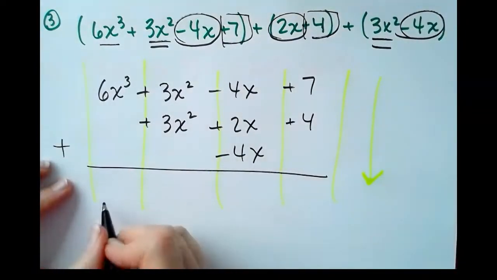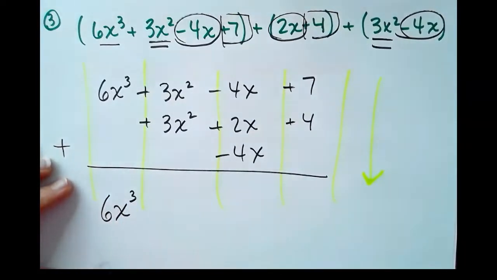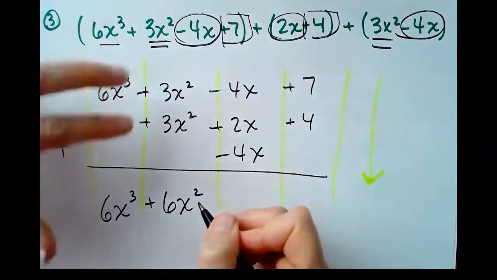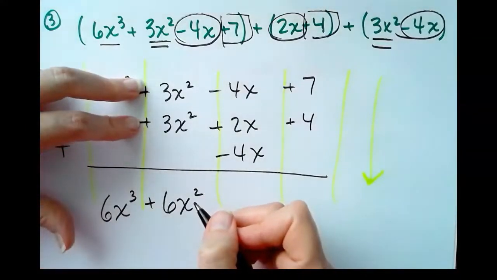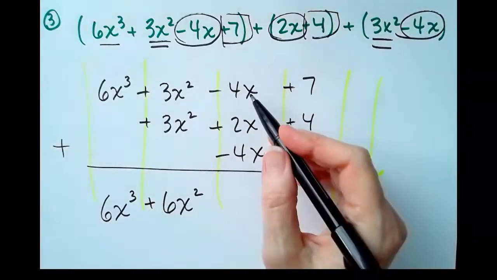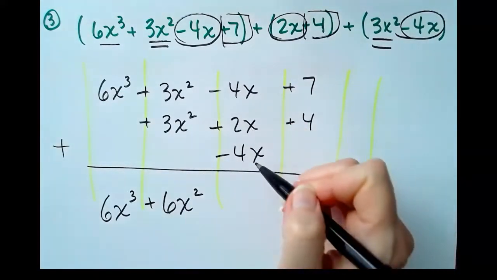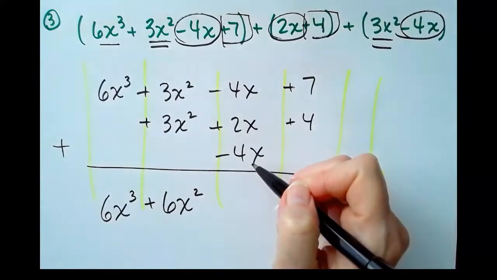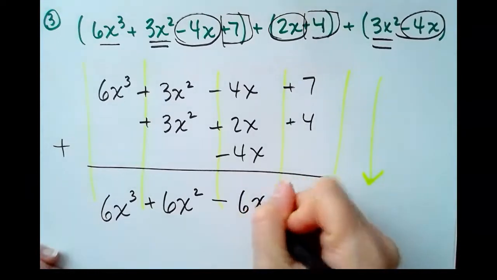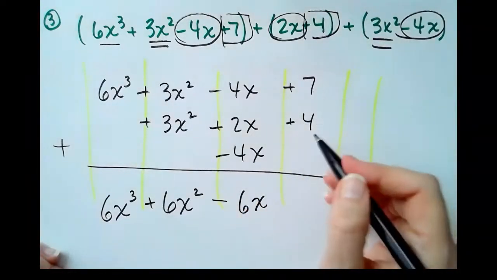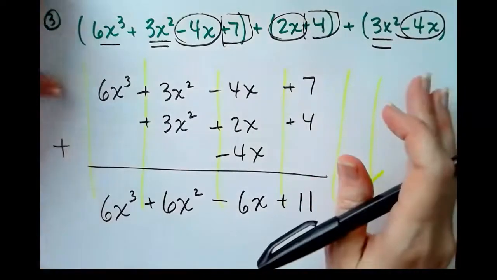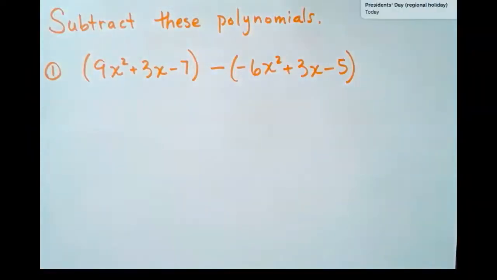So nothing to combine here, so bring down that 6x cubed. A plus 3 and a plus 3 is a plus 6x squared. Once again, I'm adding the like terms. The exponent stays exactly the same. A negative 4, a positive 2, and a negative 4 is negative 2 minus 4. That is negative 6x. Exponent does not change. 7 plus 4 is 11. This is our sum. Now we're going to move into subtraction.